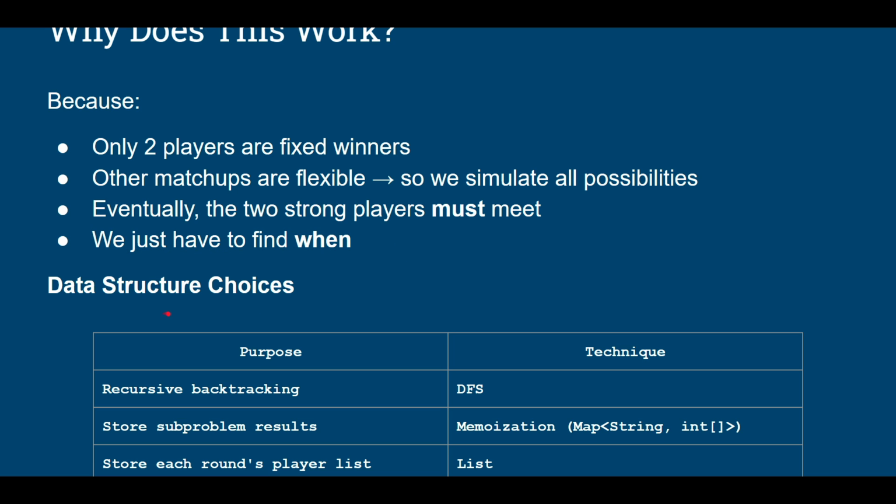So what are the data structures that we are going to use? For the recursive backtracking, we will use DFS, and to store the subproblem results, we will use memoization, where we will use the map, with string and int array. And we have to store each round's player list, so we'll take the list. I hope you understand, right? So let's get our hands dirty with the code.